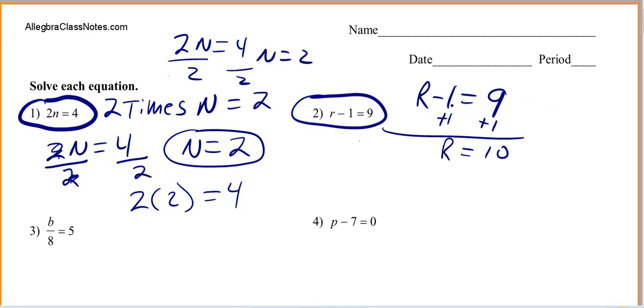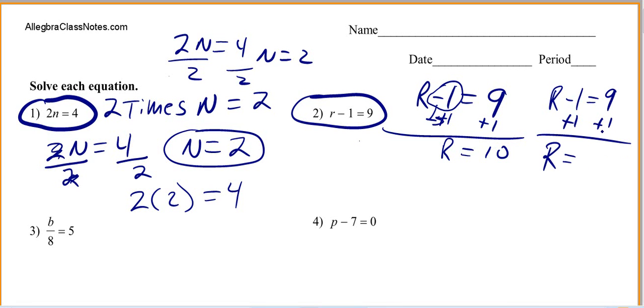And the reason that worked is the inverse operation of subtraction here is addition. So using our inverse operations to get r by itself, if we're subtracting 1 from it, you're going to add 1, which is the inverse of subtraction, right? The inverse of subtraction is addition. So negative 1 plus 1 is just 0. So we're just left with this r over here. 9 plus 1 is 10. So r is equal to 10.